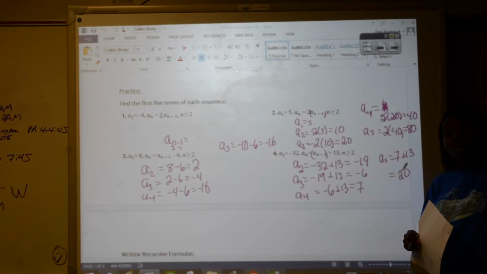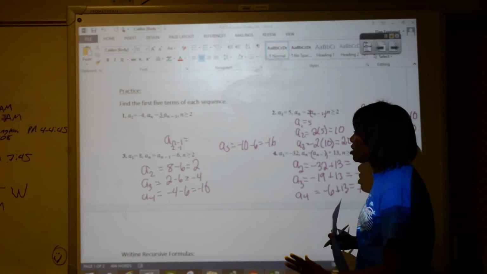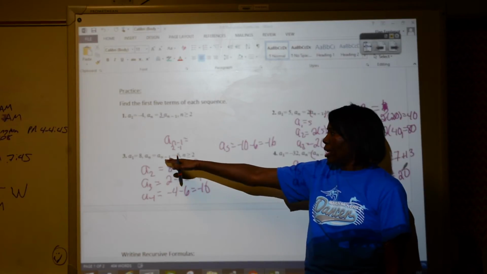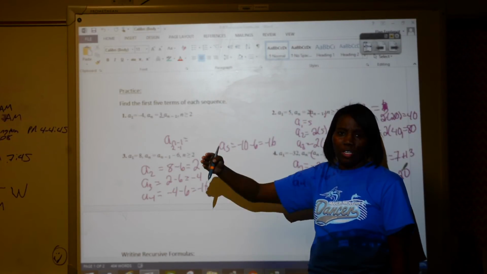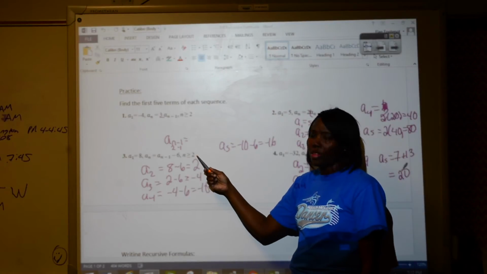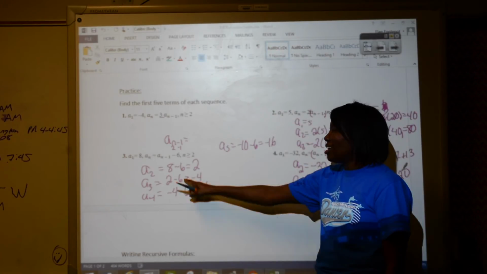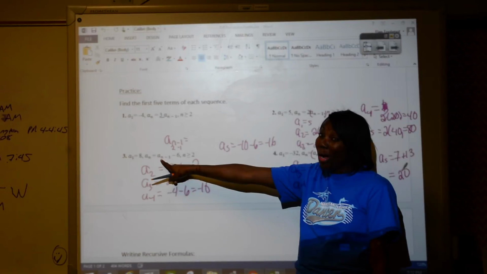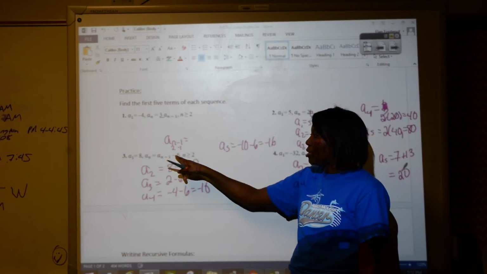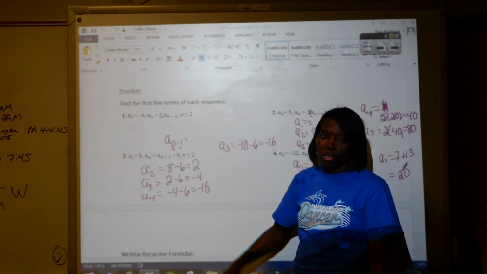Everybody got it? So it's pretty simple. You just take your first term, plug it into the equation, and solve. Then you take the previous term, plug it into the equation, and solve. And remember, n has to be greater than or equal to 2, because it can't be 1, since 1 minus 1 gives a sub 0. It has to be at least 2 so that when you plug it in, you start with the second one.